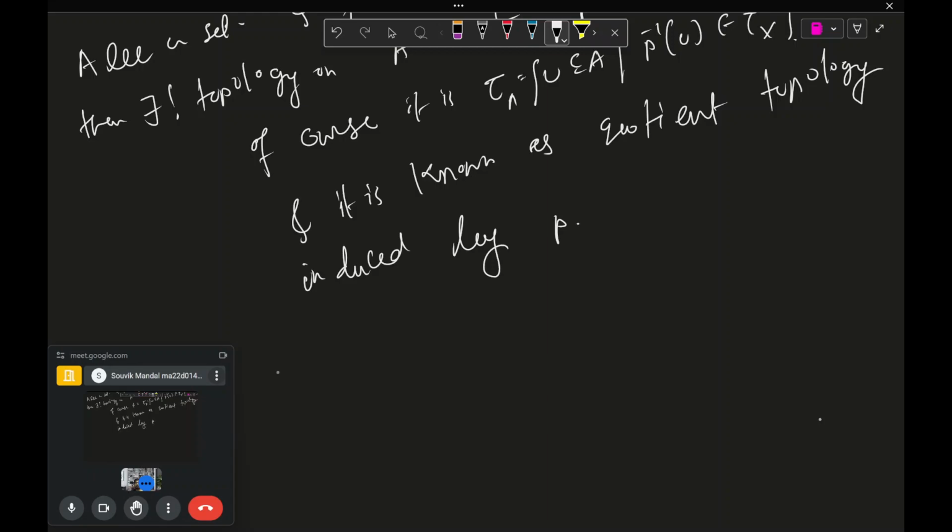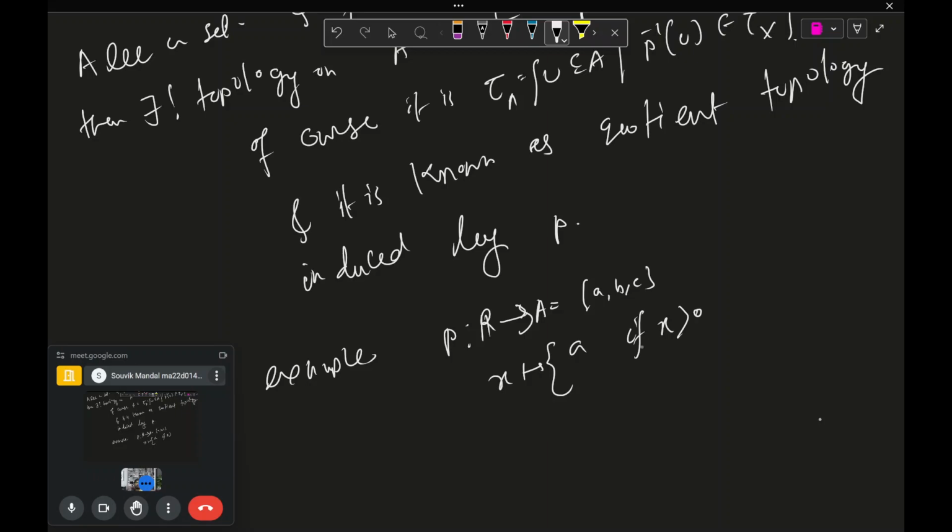So for example, p from R to A = {a, b, c} with a map defined by p(x) = a if x is greater than 0, b if x is less than 0, and c if x equals 0.